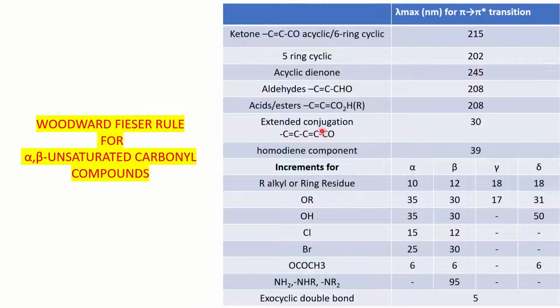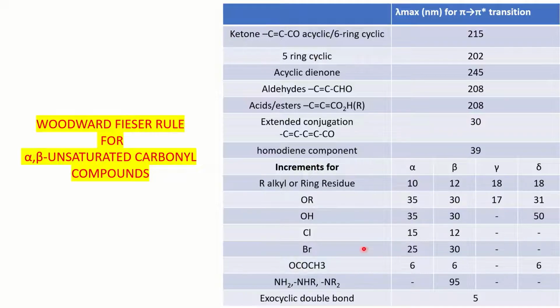Then the extended conjugation. Basically, we consider one C=C double bond and one carbonyl as the base value. Apart from that, if you have any additional C=C double bond, it will be considered as extended conjugation. For one extended conjugation, you have to add plus 30, and as the number of extensions increases, you add plus 30 each time. For a homodiene component, you have to add plus 39. What is that? If you have 2 C=C double bonds in the same ring in conjugation, then you have to add 39. We will see this with the help of the example we are going to solve.